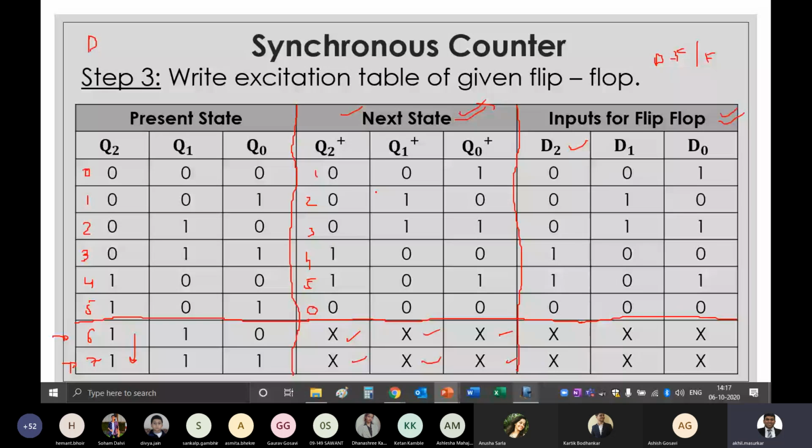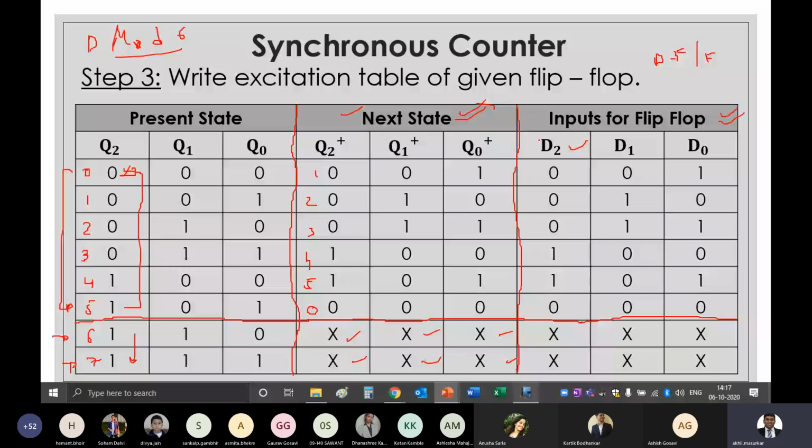So this is a mod 6 counter. Again, I am repeating, it will count from 0 to 5 and back from 5 to 0. The next state of 0 is 1, the next state of 1 is 2, of 2 is 3, of 3 is 4, of 4 is 5, and the next state of 5 is again back to 0. Okay, so let's go ahead.